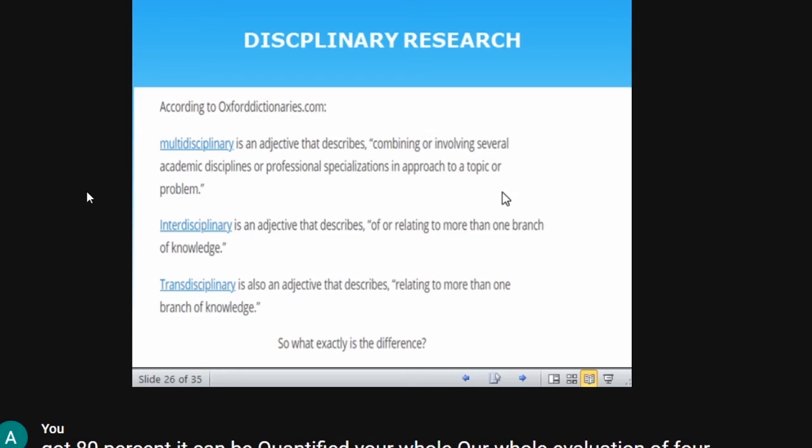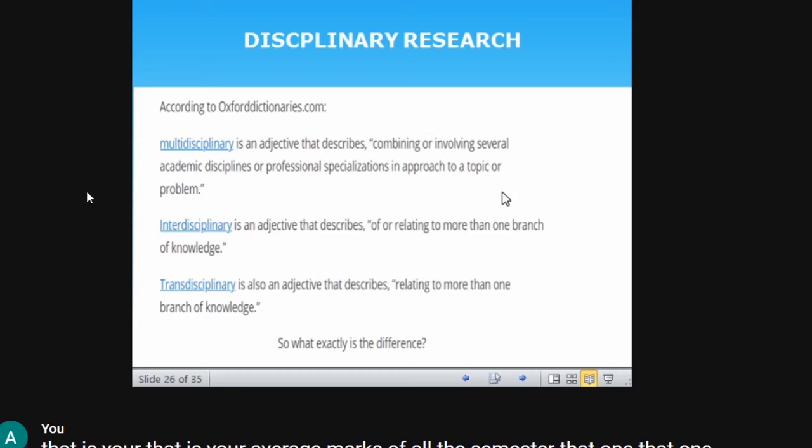There is a research problem, so it combines several disciplines. Say the university has taken a research project, and every department will work on that project. So it combines several disciplines to solve, or address, a particular problem.